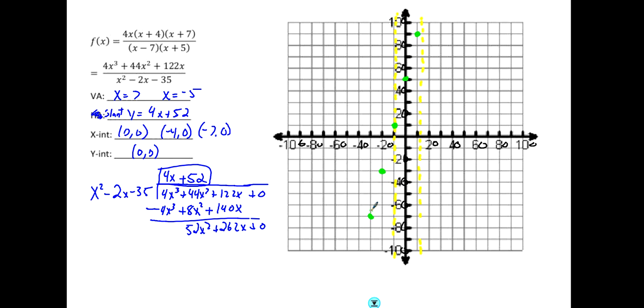Okay. And then our x-intercepts. We have one at 0, 0 right here. We have one at negative 7, which is going to be over here. And then we have one at negative 4, which is going to be right here on this side. Okay?